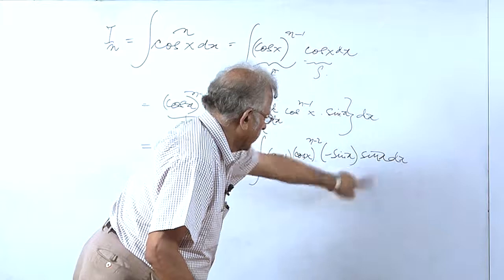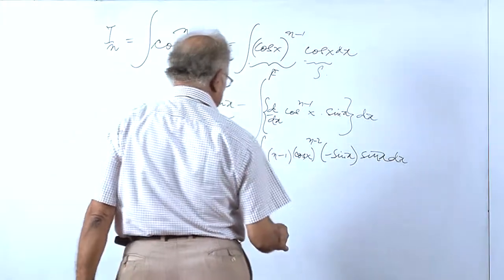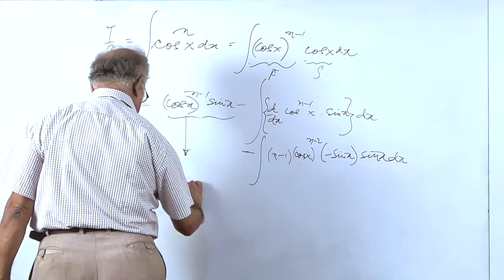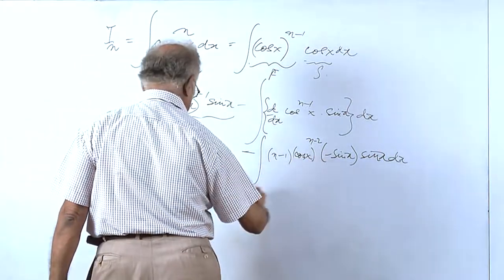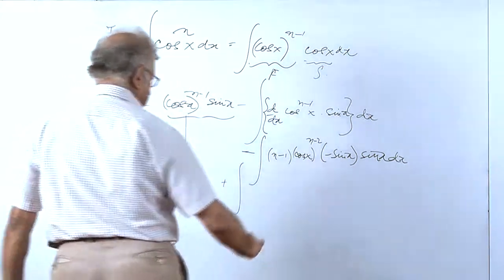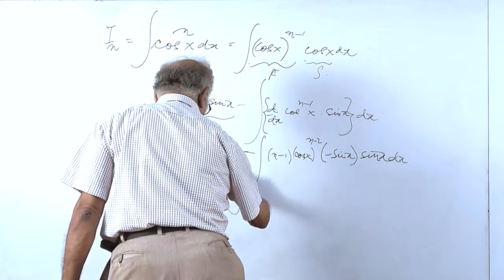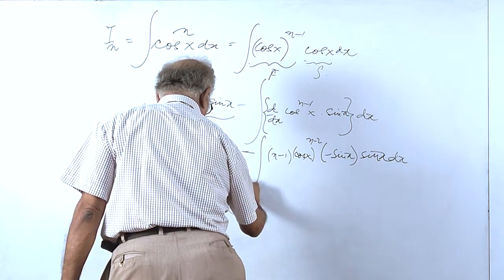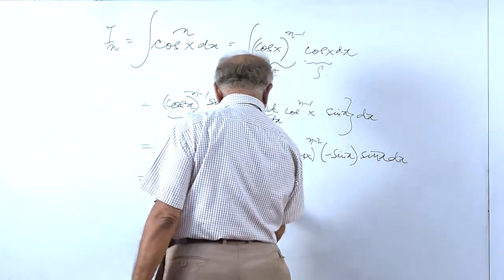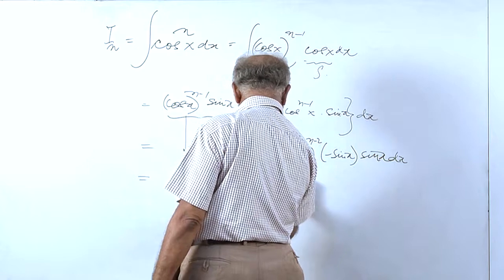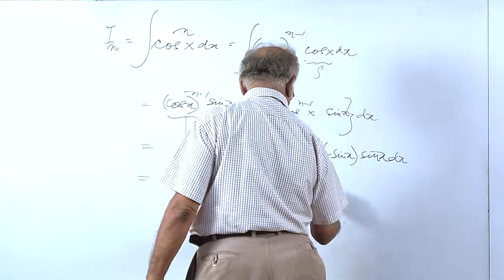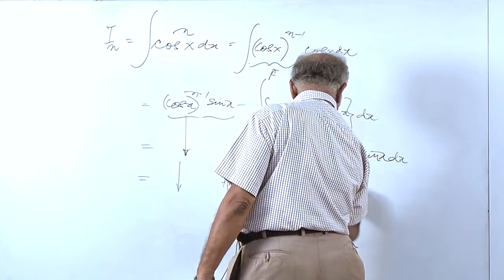So let's see, we have the first term again dropping down. There is a minus here, there is a minus here, so that makes it plus the integral of n minus 1. I think we can put the n minus 1 right out here. Cos x to the power of n minus 2 into sin square x, which is 1 minus cos square x.